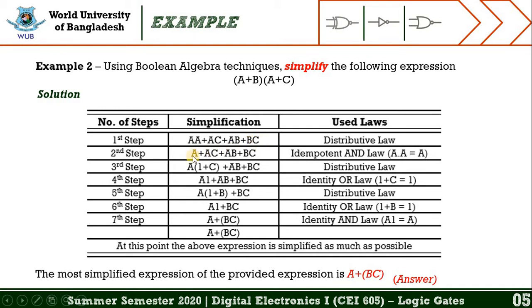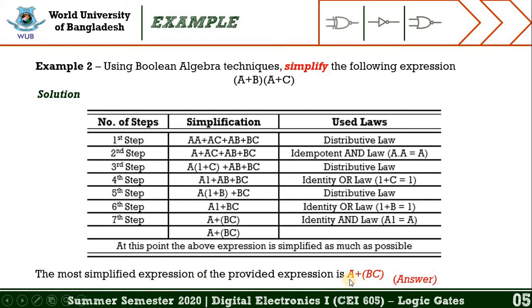After that, the second step would be the idempotent AND law. Third step would be the distributive law again. Fourth step would be the identity OR law. Fifth step would be the distributive law. Sixth step would be the identity OR law, and seventh step would be the identity AND law. Finally we get the simplified expression, which is A, or inside the parenthesis B and C. This is the most simplified expression of the provided Boolean expression.